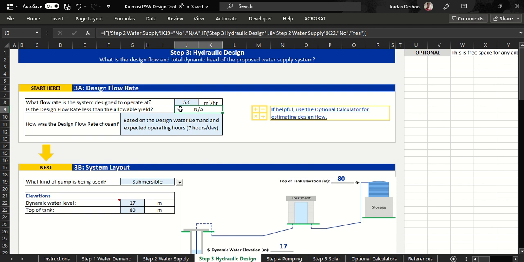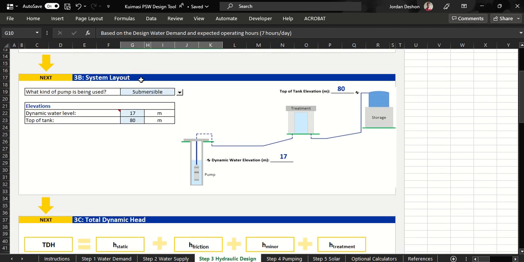However, the allowable yield was estimated based on water sources in the area. So that was 120 cubic meters per hour, which is much, much higher than 5.6. So this would seem to be acceptable, but we would confirm after a yield test is conducted on the new borehole. So there's an explanation box where you can answer the question how the design flow rate was chosen.